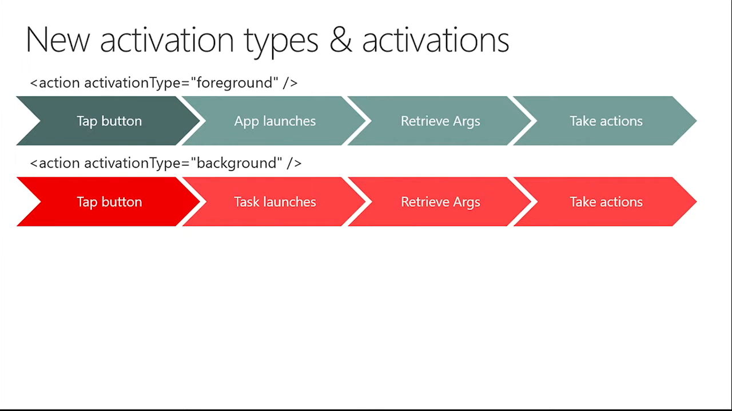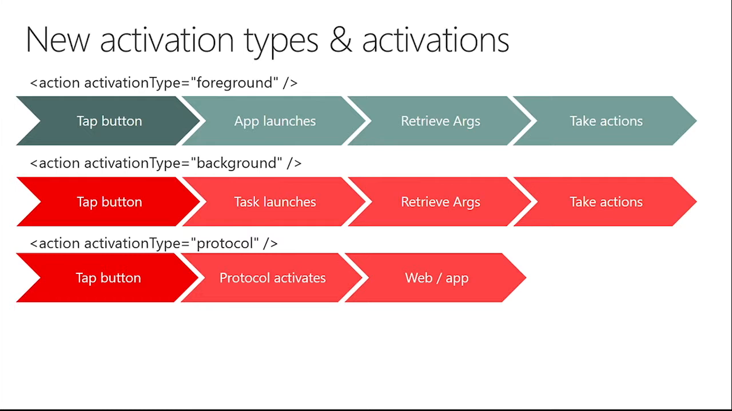You can launch your background task. So this time your app doesn't cause any visual UI. It's not interruptive to the user, but your app can still execute some code. The background task launches, you can get the event args that are passed into your background task, and then you do whatever it is you need to do.